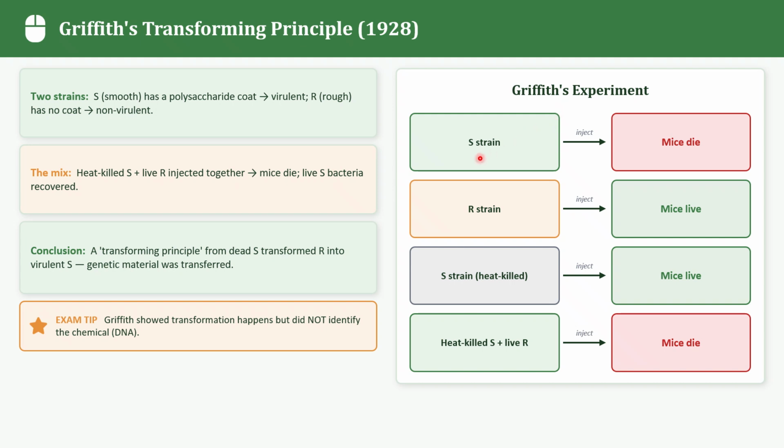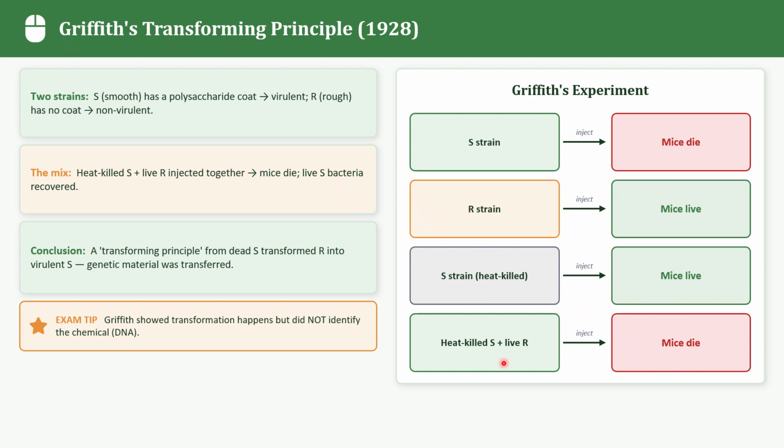In experiment number one, he injected live S bacteria into the mice. The mice died because the bacteria were virulent. In experiment 2, he injected live R bacteria, the R strain, into the mice. The mice remained healthy because R bacteria cannot cause disease. In experiment 3, he heated the S bacteria in order to kill them and injected only the dead bacteria. The mice survived because dead bacteria cannot infect.